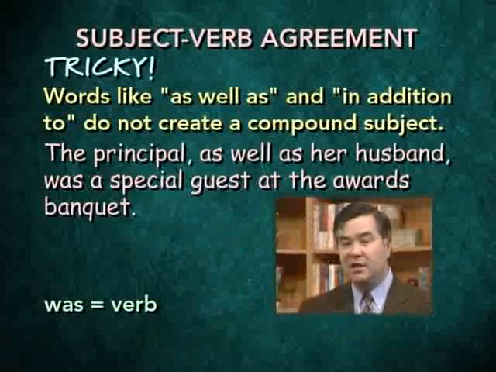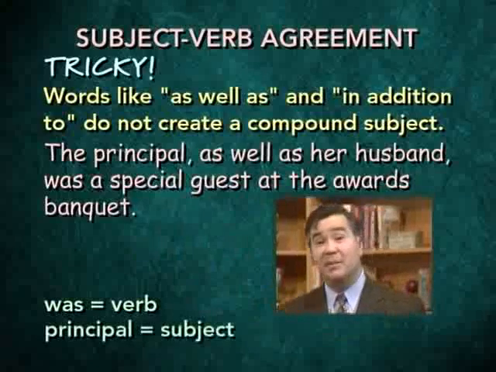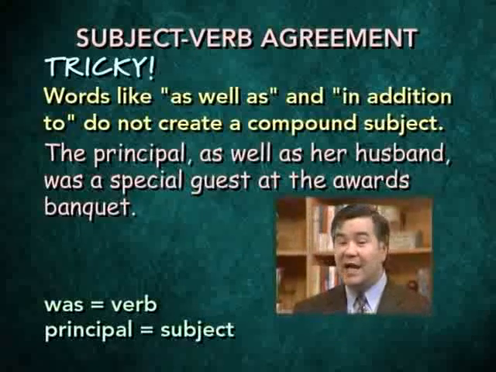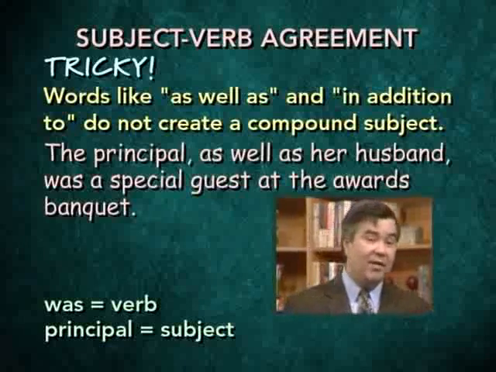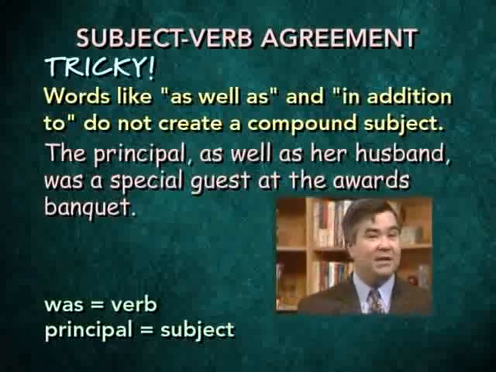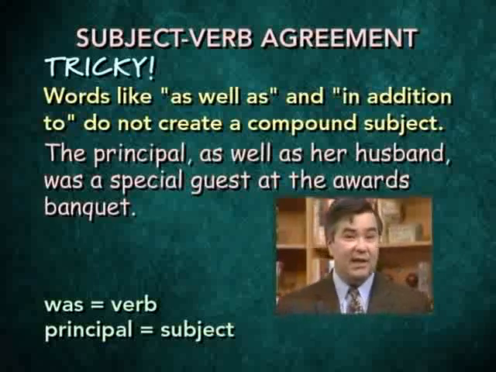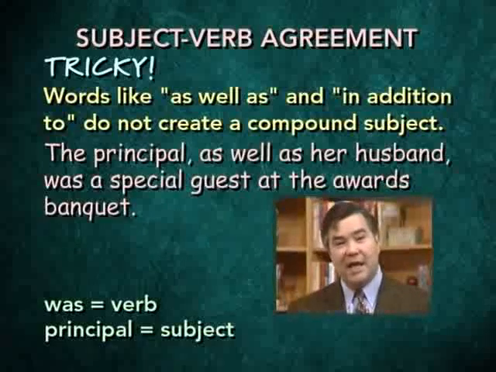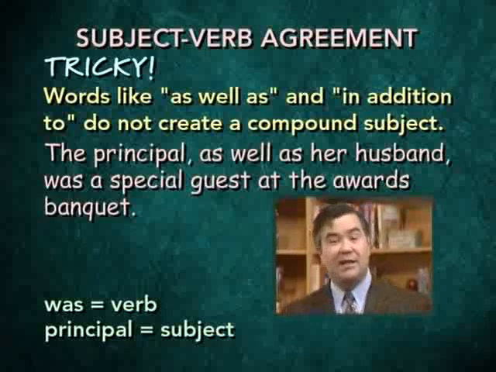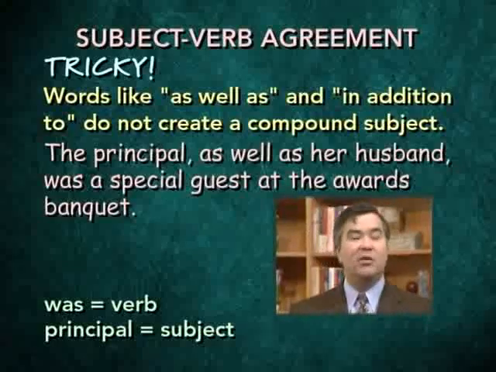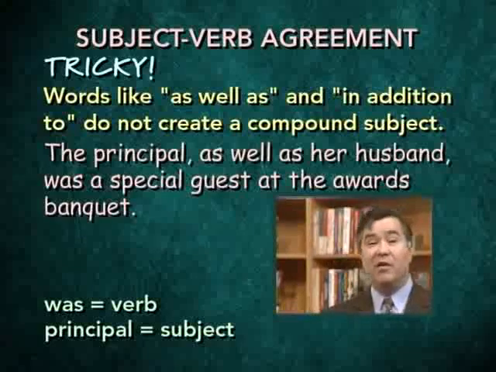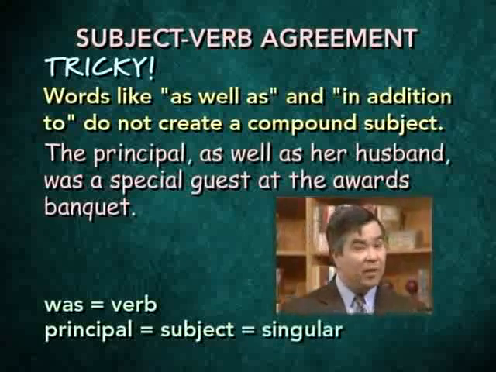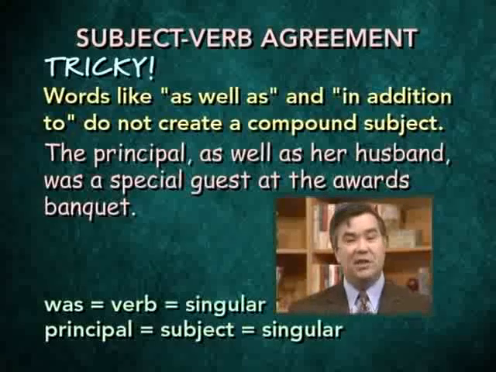The verb is was. What's the subject? Well, the subject is principal. Notice that her husband is not part of the subject in this case. We don't have a compound subject because rather than the conjunction and, the phrase as well as has been used. You might also notice that in this particular sentence, the words as well as her husband have been set off by commas. That indicates correctly that that entire phrase, as well as her husband, is a bit of an interrupter. It comes in between the subject and the verb and doesn't become part of the subject. Therefore, the subject is the singular principal, and the singular verb was is correct.